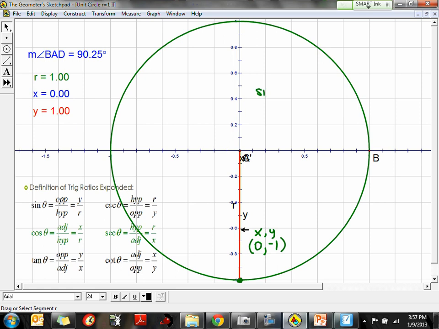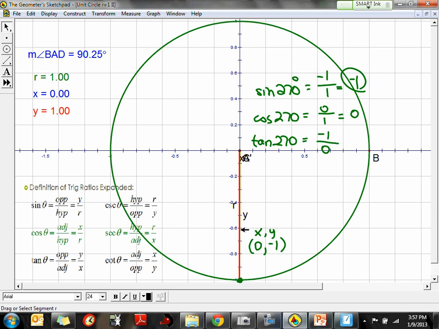So we take the sine of a 270-degree angle. It's equal to the Y value, which is a negative 1, over the length of the radius, which is 1, or negative 1. Take the cosine of a 270-degree angle. It's equal to the value of the X, which is 0, over the radius, which is 1, which is 0. And the tangent of 270 is equal to the Y value, which is a negative 1, divided by the X value, which is 0, or undefined.